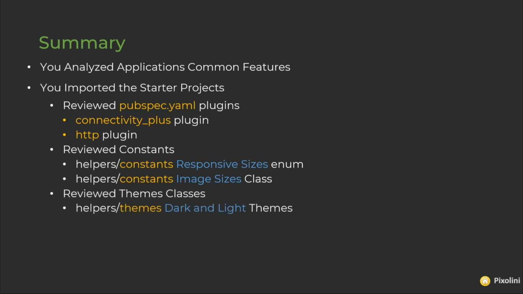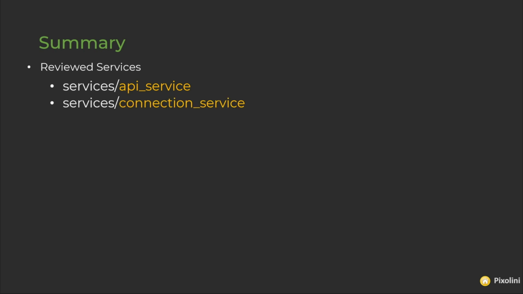And the theme classes, you reviewed the dark and light themes, which will change according to device settings, and the theme colors, where you can define your own custom colors. Now, continuing the summary of what you learned, you reviewed the API service, which is responsible for making HTTP calls and returning the JSON format of the data, and also monitors the response, whether it's good or bad, and shows the appropriate message.